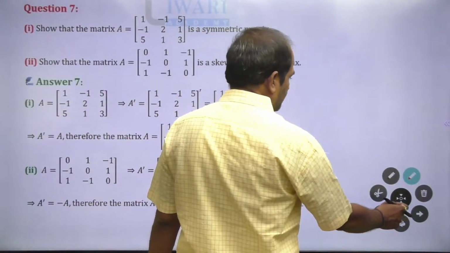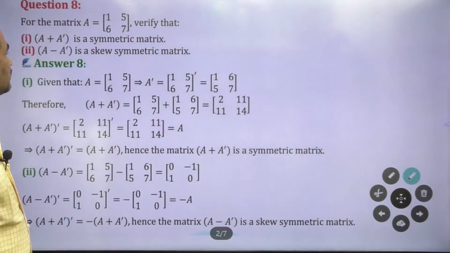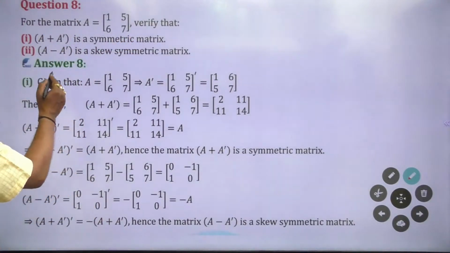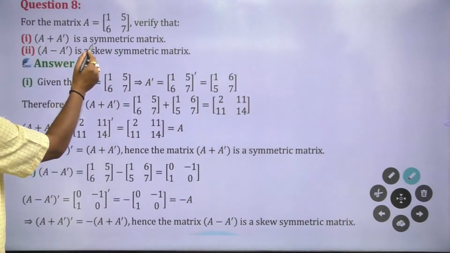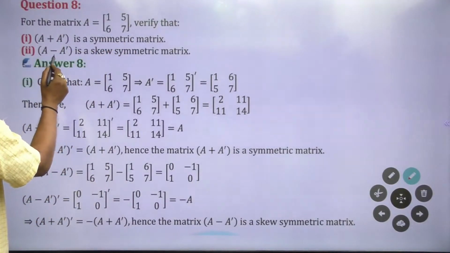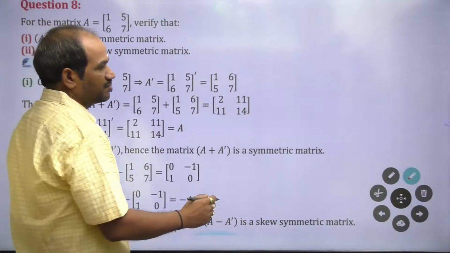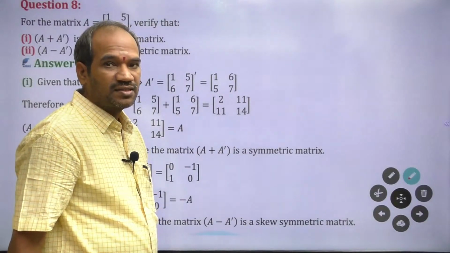Now in this next question: for the matrix A, verify that A plus A dash is a symmetric matrix and A minus A dash is a skew symmetric matrix. Symmetric matrix means A dash is equal to A. Skew symmetric matrix means A dash is equal to minus A.